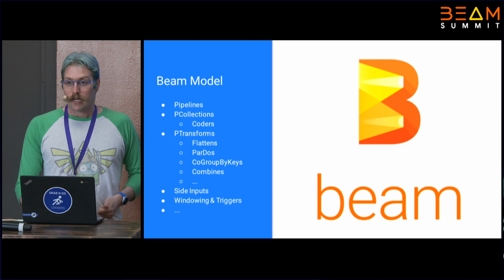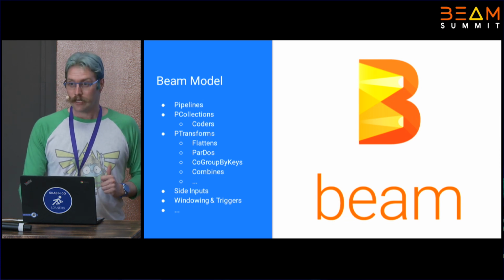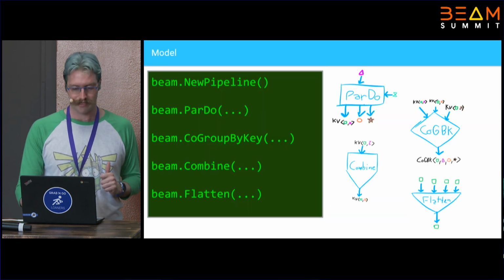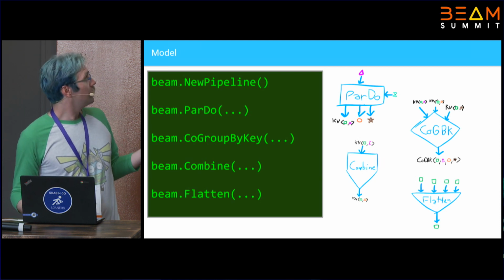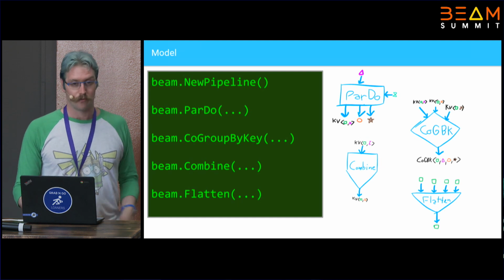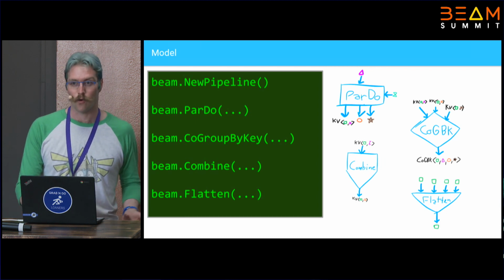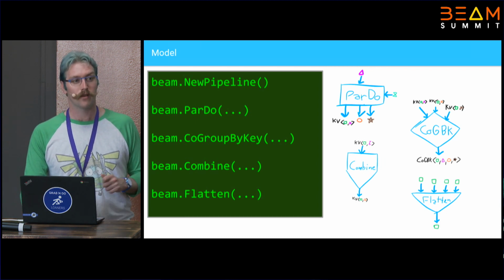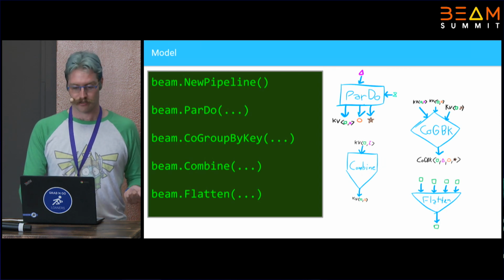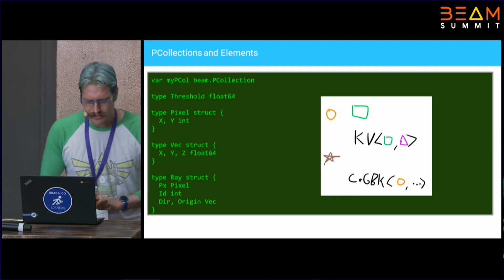So Beam model, I'm not going to explain what the Beam model is. I'm just going to dive right into showing how the SDK looks. The main package provides all the particular basics. You can create your new pipelines. You can invoke your ParDos, get your CoGroupByKeys, Combines, Flattens, and so on and so forth. Everything that is part of the Beam model will end up hanging from this package in various convenience functions to construct your pipeline: ParDos, PCollections and elements.